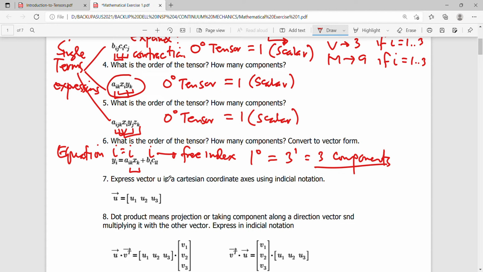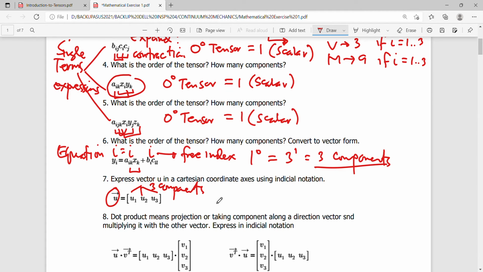So, express the vector u in a Cartesian coordinate axis using the indicial notation. So this is a vectorial symbol, and this is the component. We have actually 3 components in a vector, just like what problem number 6 is all about. This is a vector with just 3 components, 1, 2, 3. And we are asked to express it in terms of the Cartesian coordinate axis using indicial notation.